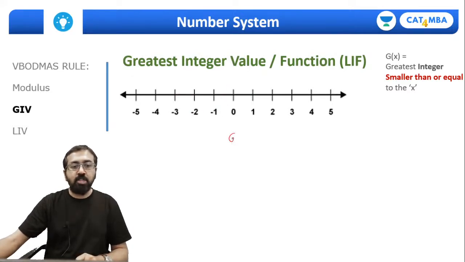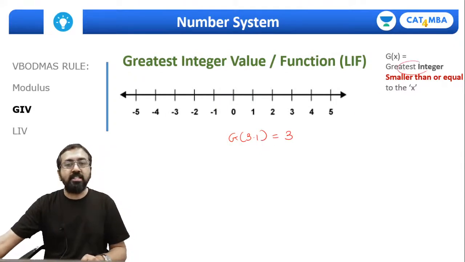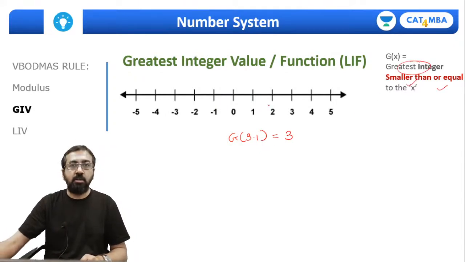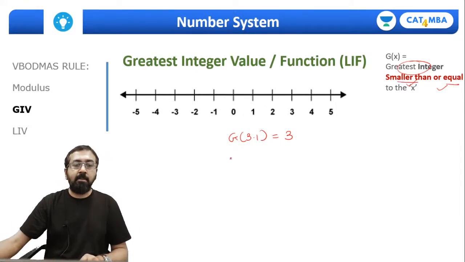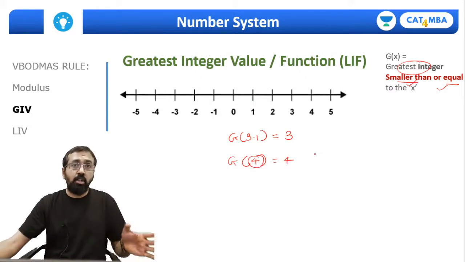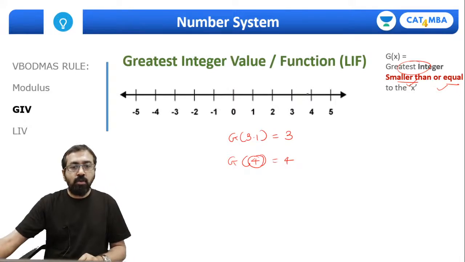So greatest integer value, so greatest integer function. For example, if I ask you to find the greatest integer value of the number 3.1, this will be 3. The simple rule is you need to find the greatest integer smaller than or equal to the given number. Please remember this phrase, smaller than or equal to. For example, if I ask you to find the greatest integer value for 4, the answer will be 4 because 4 itself is an integer. So the greatest integer smaller than or equal to 4 is 4 itself, right? Or if you want, you can put that number on the number line and see whether it's an integer. If it's an integer, the answer will be that number itself.